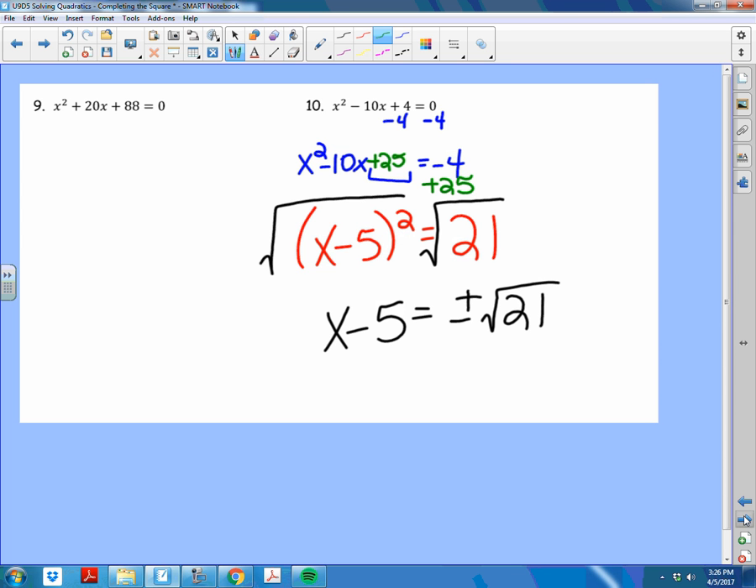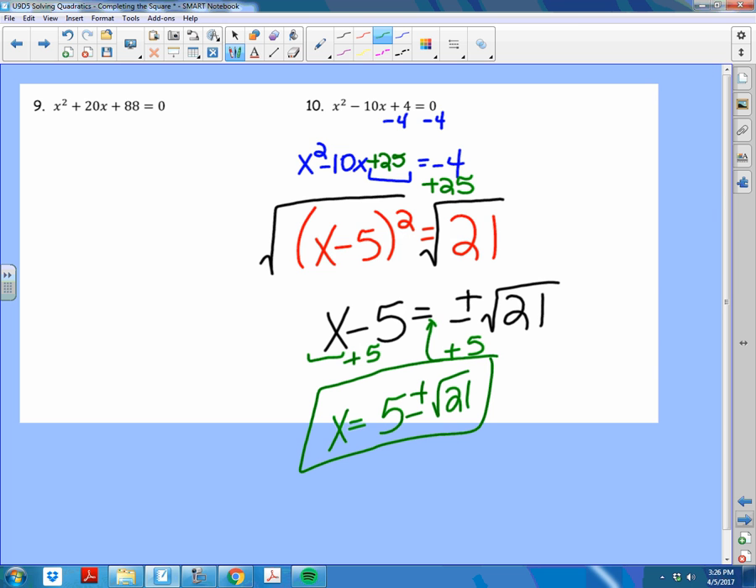Where to go from where, Julia? What you wrote on the board. Okay, so right here, right? Go ahead. Okay, so I would, from this point, I add 5 to both sides. So I end up with x equals 5, because remember the 5 goes there, plus or minus the square root of 21. Most tests will say that's your final answer.